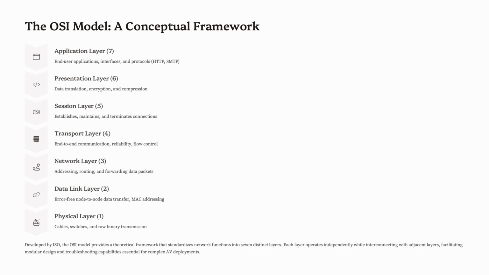It's a conceptual framework that has 7 layers. It's developed by the ISO. It is a theoretical framework that standardizes the functions of a telecommunications system into 7 distinct layers. From the bottom up, the physical layer deals with physical connections between devices. It identifies cables, switches, and the transmission of raw binary data.